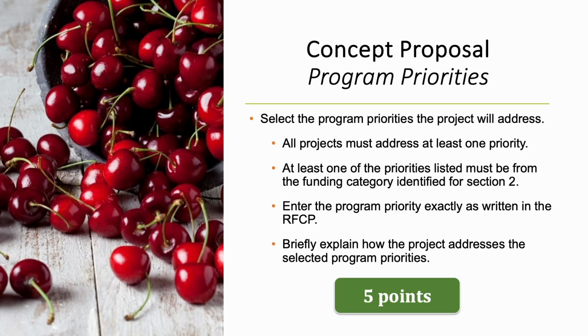All projects must address at least one priority, and please note that proposals that select multiple program priorities do not receive extra consideration. At least one of the program priorities listed must be associated with the funding category you identified in Section 2. We also ask that you copy and paste the program priorities exactly as written in the RFCP. Please do not alter them in any way, and provide a brief explanation on how the project will address each priority selected. This question is worth 5 points.